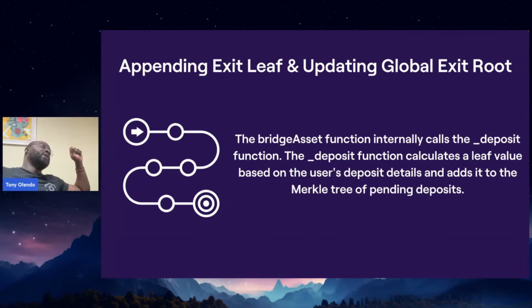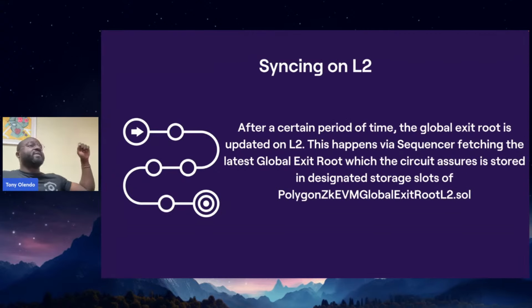And so after a given period of time, this Merkle tree that we're talking about is picked up by the sequencer on the other side, and it's synced on the L2. The global exit route is then updated on the L2, which allows the sequencer to step in. It fetches the latest global exit route and ensures the circuit is stored in a designated storage slot of this particular smart contract, which kicks off the processing of the transaction inside of the L2.